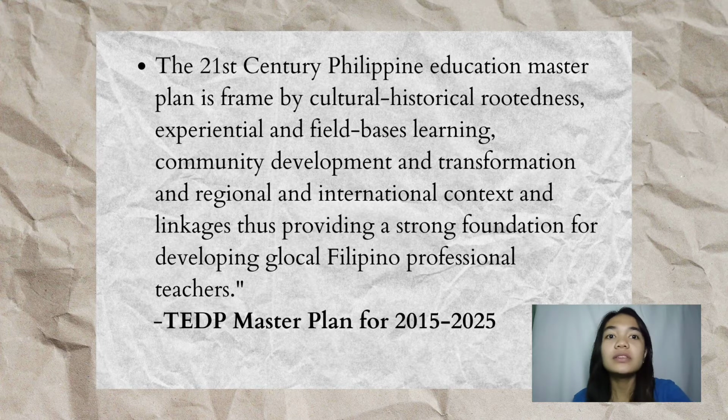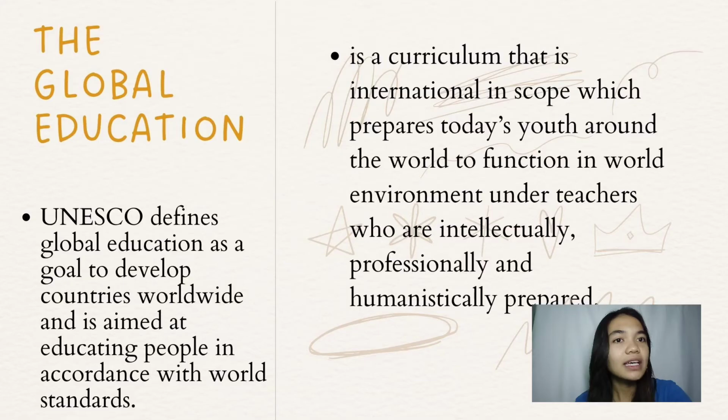So what is global education? There are two definitions of global education. First, UNESCO defines global education as a goal to develop countries worldwide, aimed at educating people in accordance with world standards. Second definition is a curriculum that is international in scope, which prepares today's youth around the world to function in a world environment under teachers who are intellectually, professionally, and humanistically prepared.